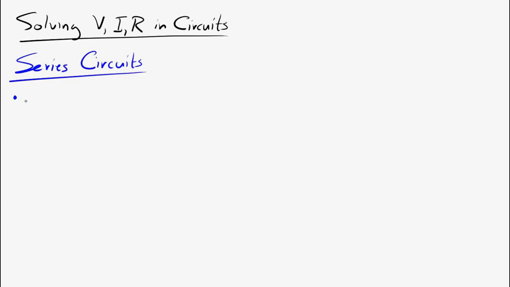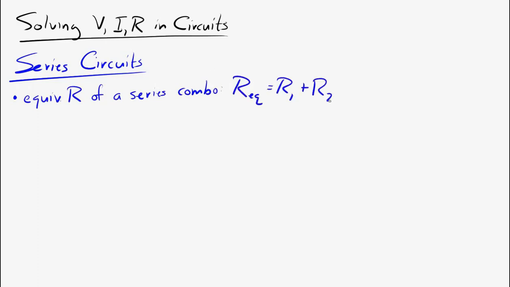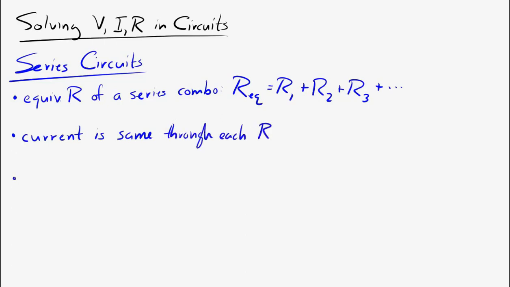Well, we know that the equivalent resistance of a combination of resistors in series is the sum of the resistances. We also know that in a series circuit, the current is the same through each resistor. Another fact, which we haven't mentioned yet, is that the total potential difference across an entire combination of series resistors is the sum of the potential differences across each.